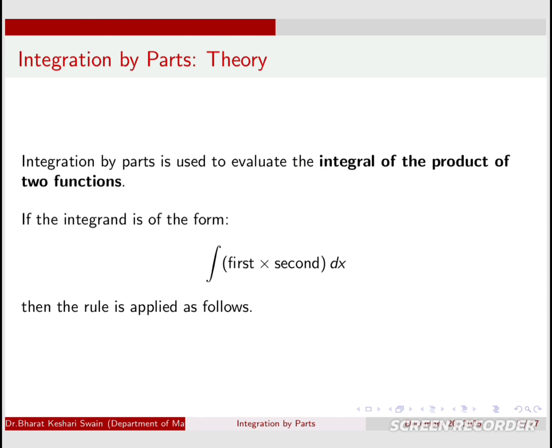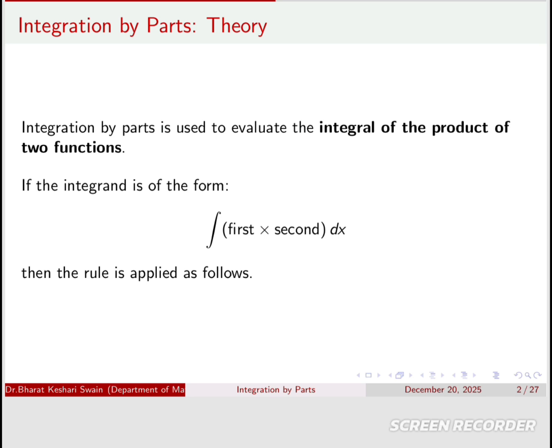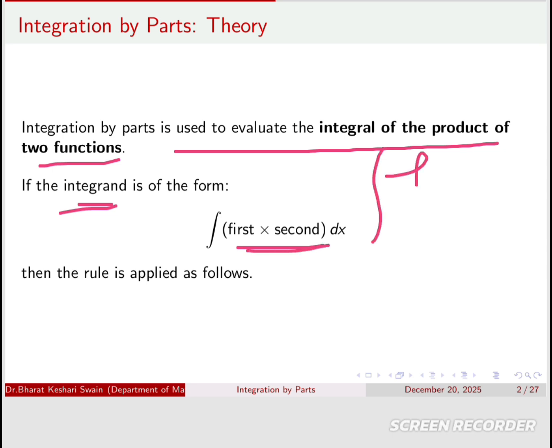So what is the theory of integration by parts? It is used to evaluate the integral of a product of two functions. That means your integrand is of the form first into second, the integration of f and g into dx, a product of two functions. There are two functions f and g, and we have to integrate it. Then this by parts rule is applied as follows. Come to the next slide.